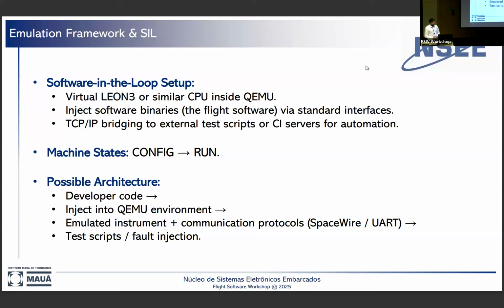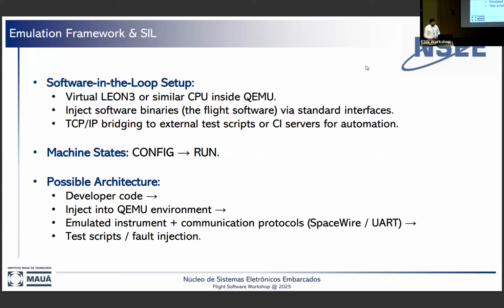So one thing that we are looking at but not trying to implement right now is RISC-V emulation. For newer missions that are RISC-V based, we could also try to change the processor, right? It's very important to be able to inject the software binaries because you need to emulate the instruments from a software perspective. So every time they have new software to test, they can inject it using a standard interface, right? And the TCP/IP bridge allows you to run test scripts or even integration servers for automation.